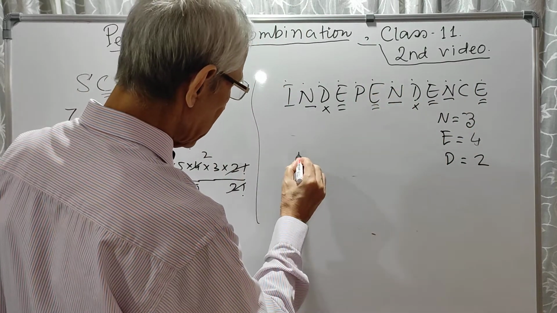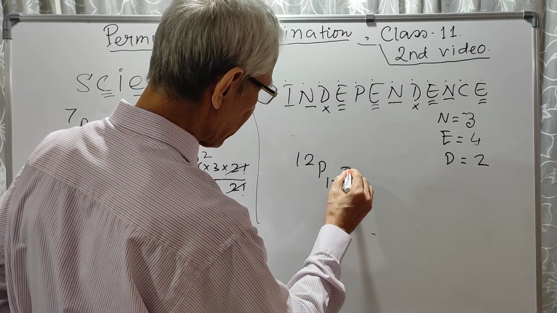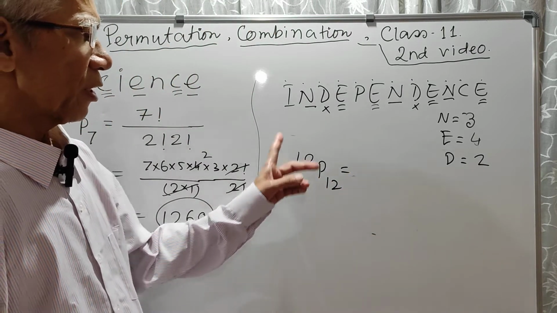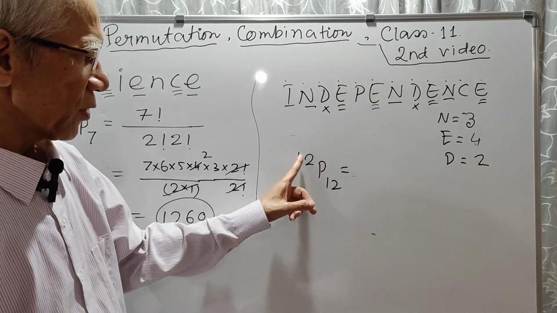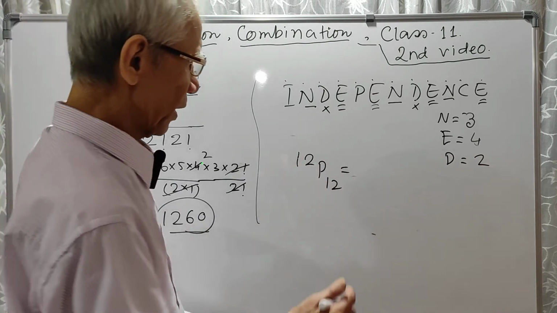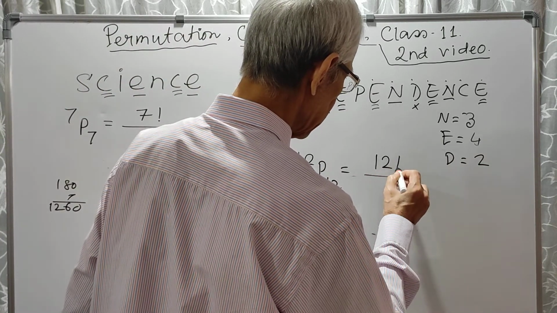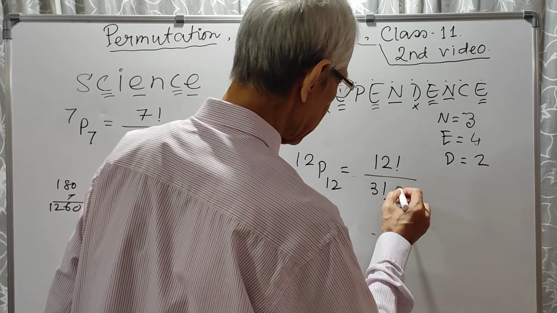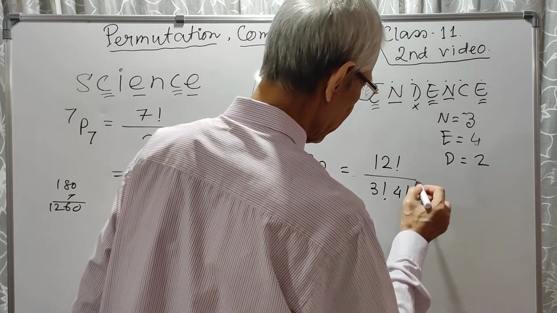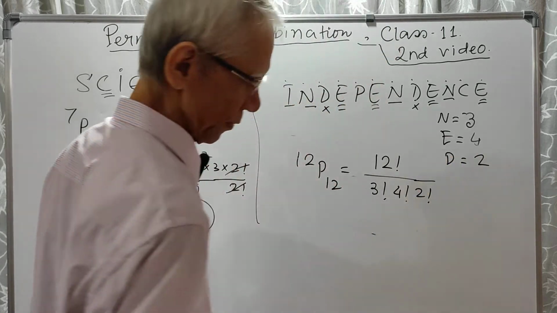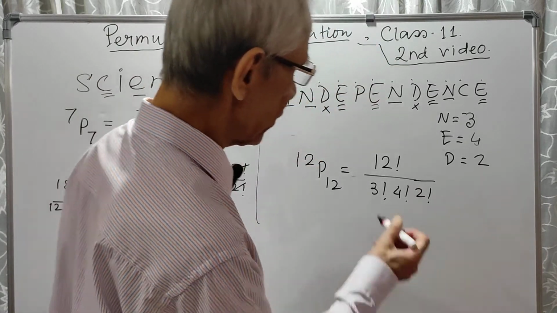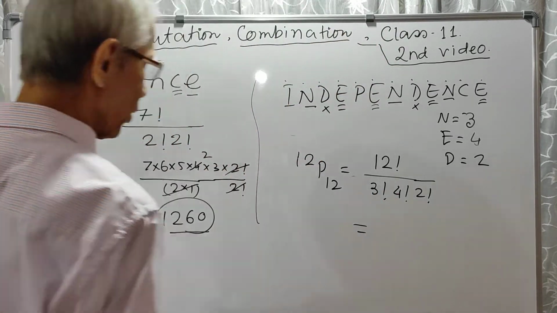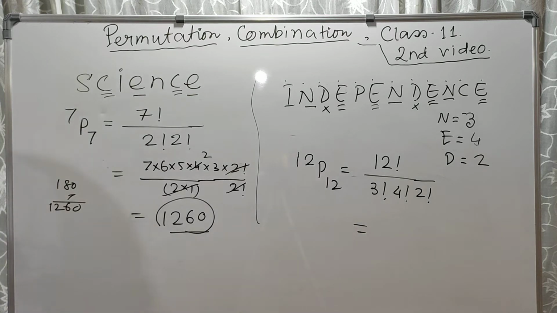So therefore 12P12. The number of permutations of these 12 letters taking all at a time is 12P12. So this will be 12 factorial divided by 3 factorial, 4 factorial, and 2 factorial. Using that formula, because there is repetition, you calculate this one: 12 factorial divided by 4 factorial, 3 factorial, and 2 factorial.